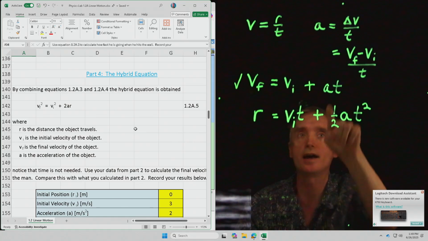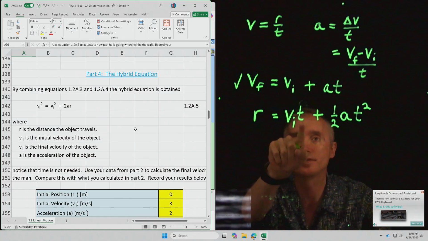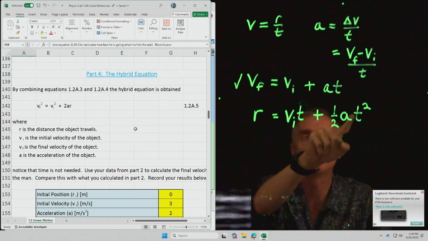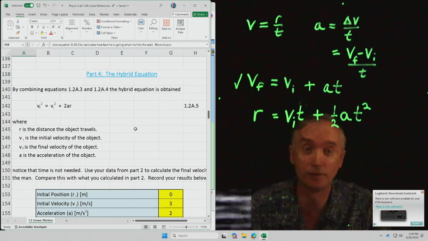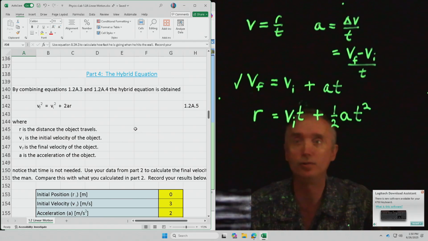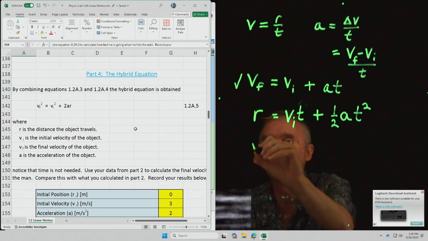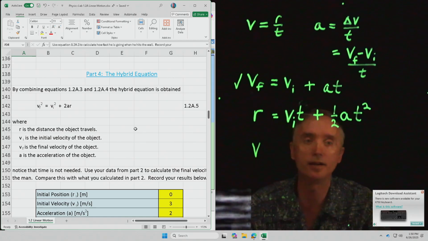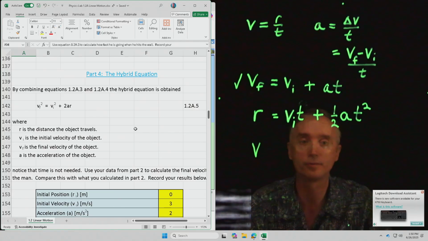Then take that equation and substitute it for this t here, and substitute it for this t here, do a whole heck of a lot of algebra, and you will eventually end up with this formula here. So this is going to be called the hybrid equation because it's a combination of these two equations put together.